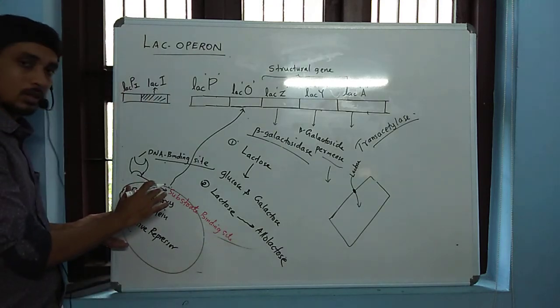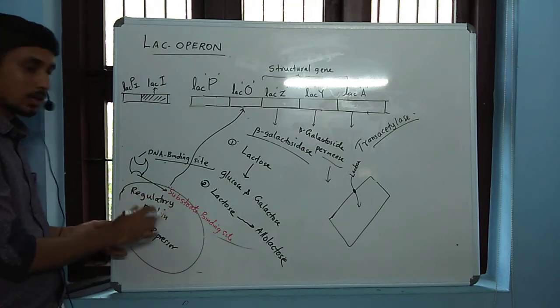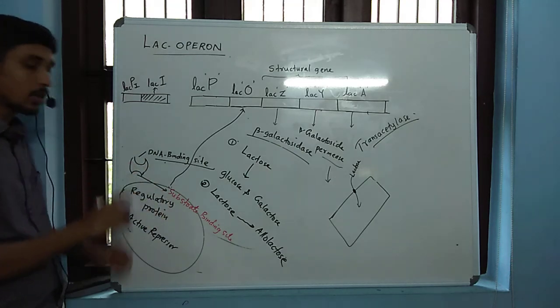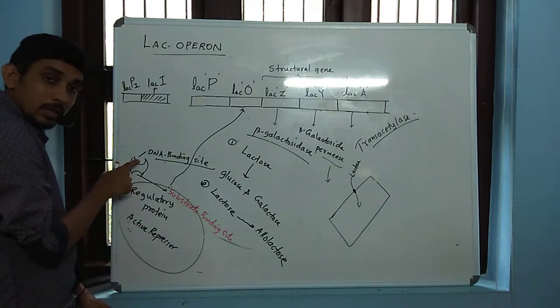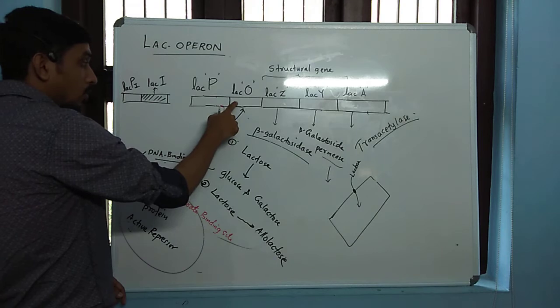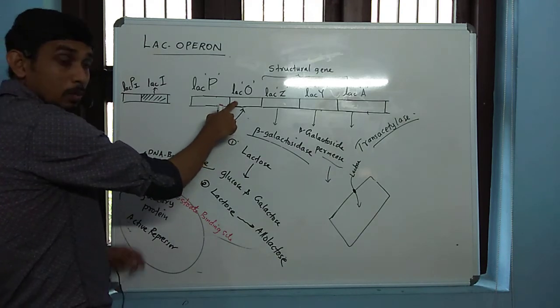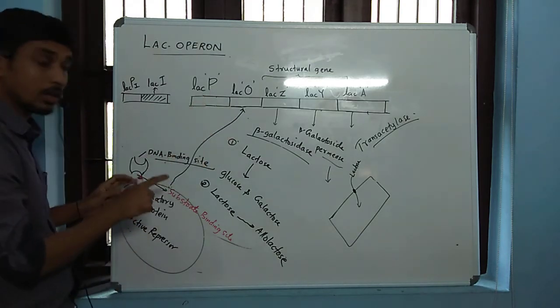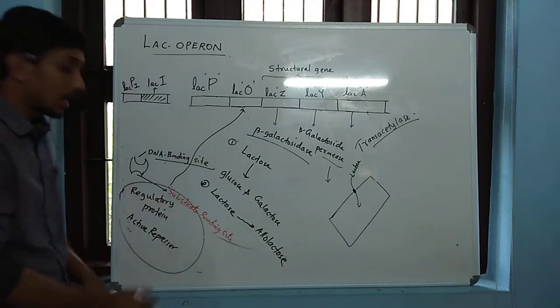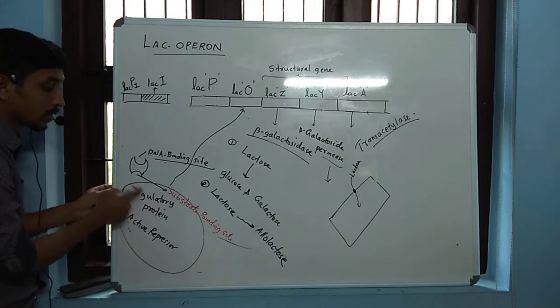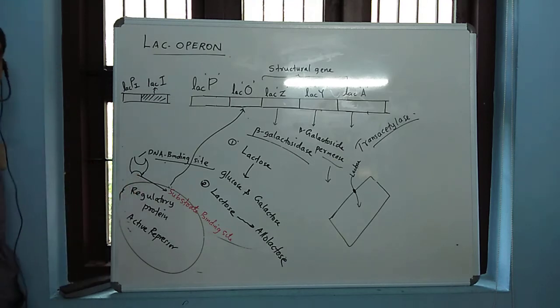So, the regulatory protein called the repressor consists of a DNA binding site and a substrate binding site. By using its DNA binding site, it is always bound on the lac operator site. And it also consists of a substrate binding site.